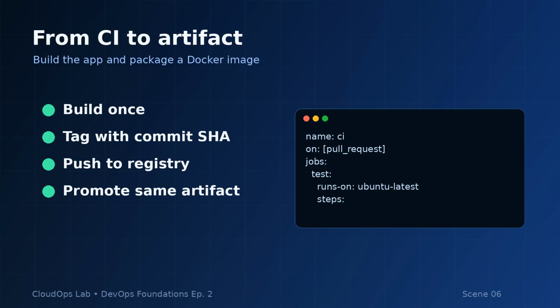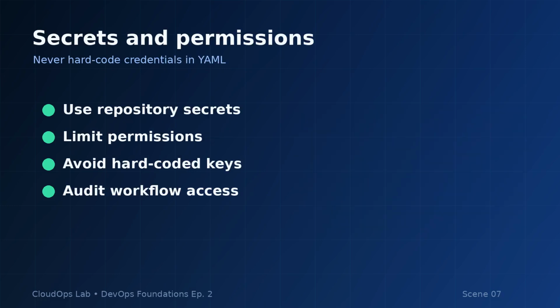Here is the basic flow to remember. Pull request opens, run lint and tests, merge to main, build the app, package the app, store the artifact, then deploy that same artifact. Notice again, build once, promote the same artifact. Now let us talk about secrets. Many workflows need tokens, cloud credentials, or registry passwords. Never paste those directly into your YAML file. In GitHub, use repository secrets or environment secrets, then reference them in the workflow. This keeps credentials out of source control.